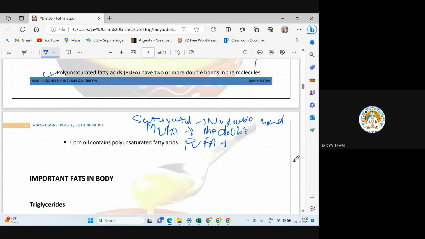Now, in a short discussion, we will try to understand the clinical importance of saturated and of unsaturated fatty acid. First we will discuss these important fats, then it will be more clear, because for this we should know the concept of cholesterol. So first we will discuss this important fat in our body, then we will come back to saturated and unsaturated fatty acid.